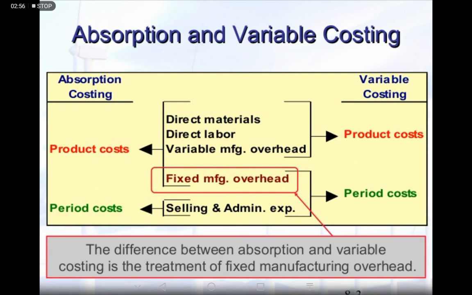Admin expenses are usually related to office expenses, and selling expenses are like if you're giving commission to the salesperson. So these two expenses do not have any bearing on the cost of the product. So the selling and admin always go at the end, regardless of the process you are using, whether absorption costing or variable costing. So the main difference between absorption and variable costing is the treatment of fixed manufacturing overhead. In variable costing, you do not include fixed manufacturing overhead, whereas in absorption costing, you include fixed manufacturing overhead in the cost of the product.